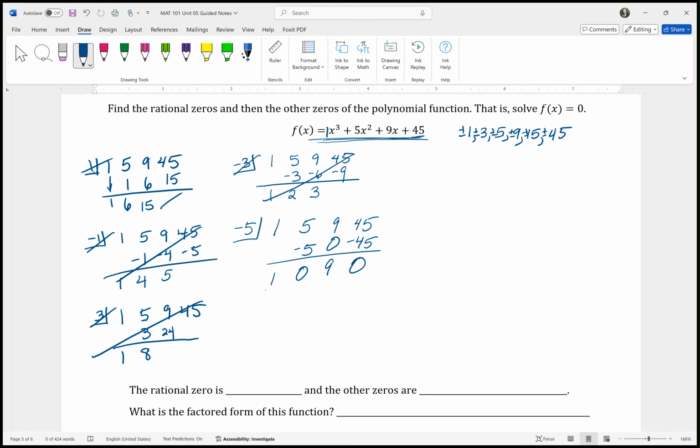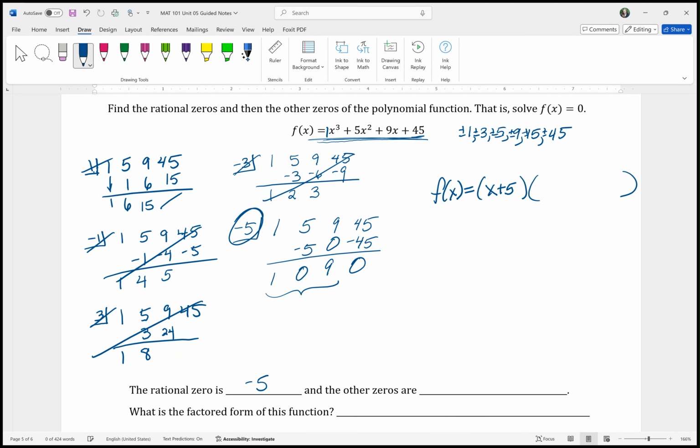Now, our quotient might be a little funky here. Let's figure that out when we cross that bridge. So, in our answer, we have the rational 0 is, well, our rational 0 is this negative 5. So, we already know that. Let's write our function. If the 0 is negative 5, what's the factor? The factor is x plus 5. Remember, we're changing the sign and putting it with an x.